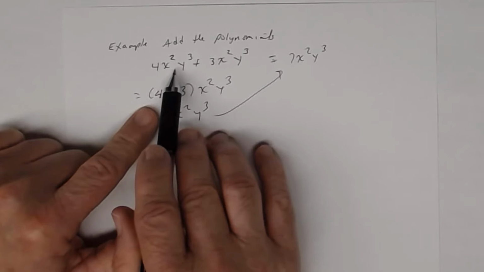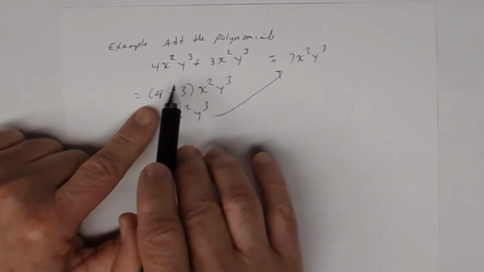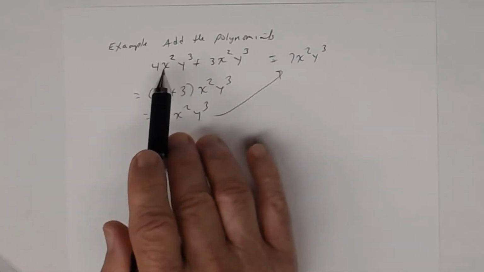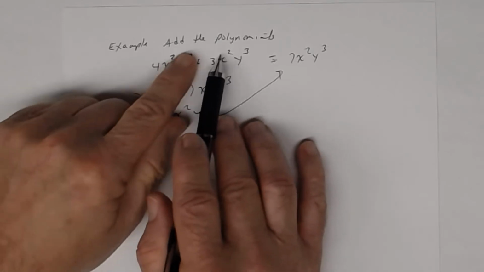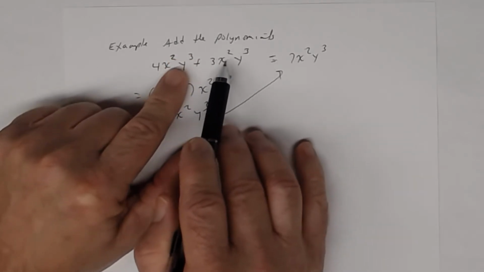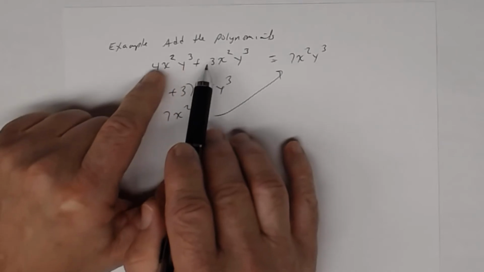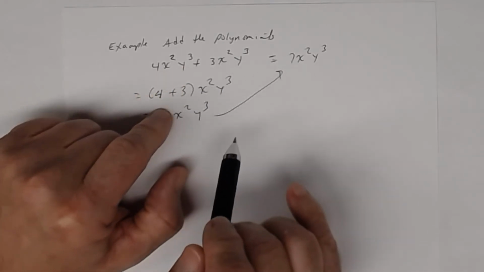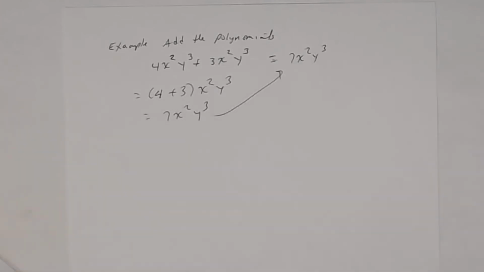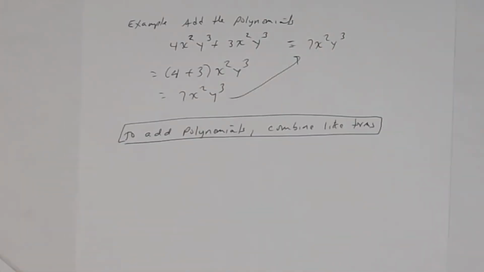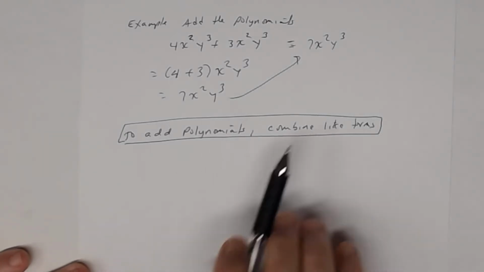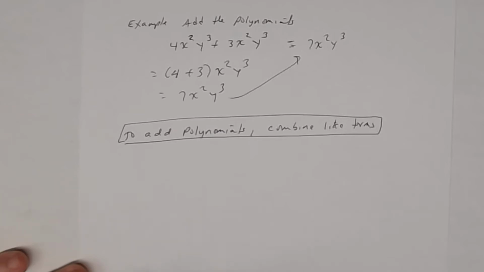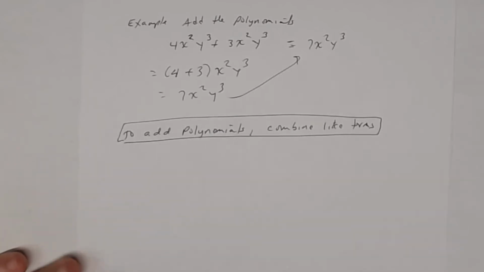in reality, after you understand this, you really don't write it down. In your mind, you're thinking about it. You're saying, I have these variable expressions that are the same in both, so I'm just going to add their coefficients. 4 plus 3 is 7, and that's what you're doing. Okay, now, with all that being said, what we now know is this: to add polynomials, you combine like terms, right? To add polynomials, you combine like terms.